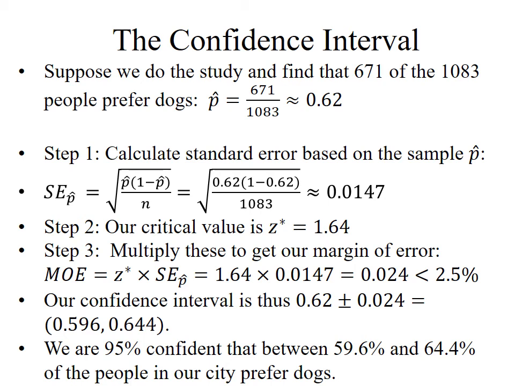That was the whole goal. The point of these calculations is to get a margin of error less than 2.5%. And hooray, the methods we've learned here actually work. Shockingly enough, we got a margin of error less than 2.5%. Now we can actually put this into the confidence interval. So there's our 62% plus or minus the 0.024. And that gives us our range. So we are 90% confident that between 59.6% and 64.4% of all the people, the whole population of all the people in our city, prefer dogs.